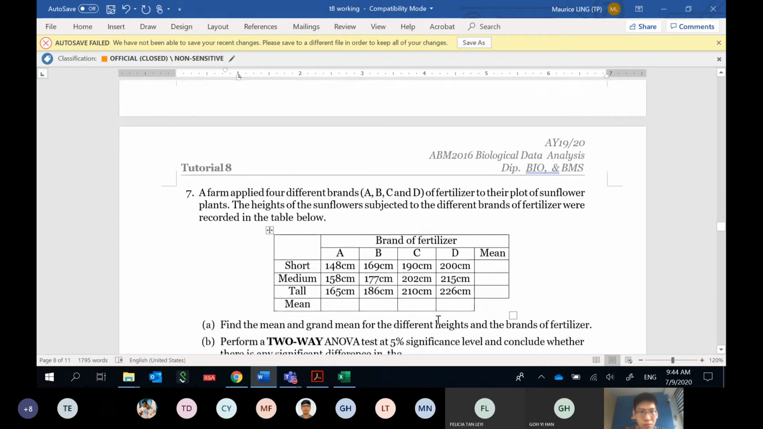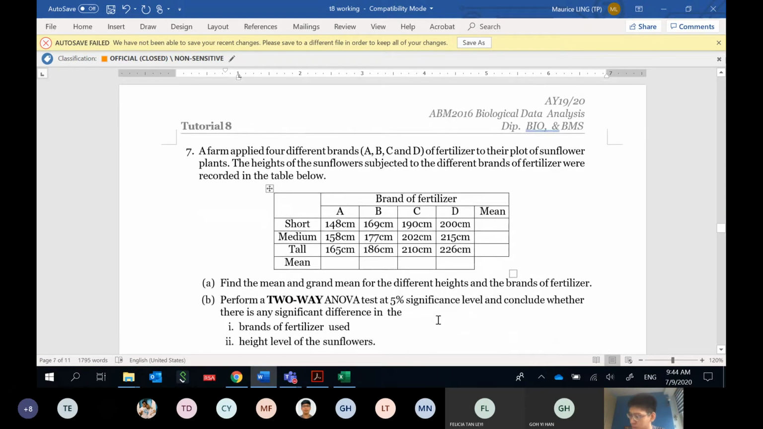So let's go to question 7. Hold on, let me check. Do we have to do two-way ANOVA? I remember we don't have to, but okay, we have to do two-way ANOVA. Do you know how to calculate two-way ANOVA then? Anyone?